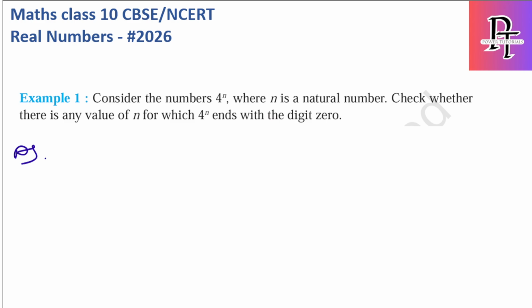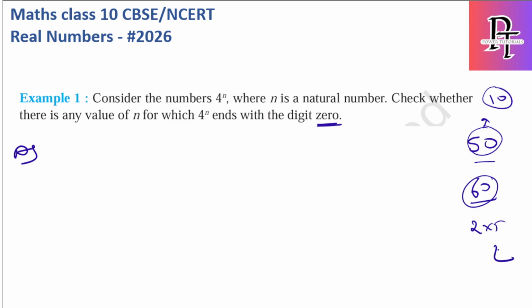Consider the number 4 power n, where n is a natural number. Check whether there is any value of n for which 4 power n ends with digit 0. So first of all, a number ending with digit 0, suppose 50, this is ending with 0, or 60, this is ending with 0. So every number ending with 0, you can simply say it is divisible by 10. Okay, so what are the prime factors of 10? I will write it here. The prime factors of 10 are 2 into 5.